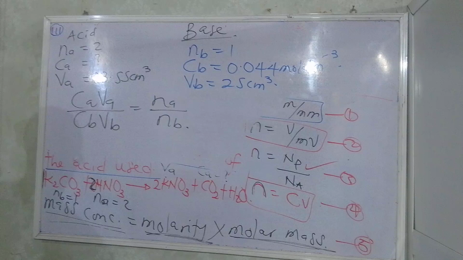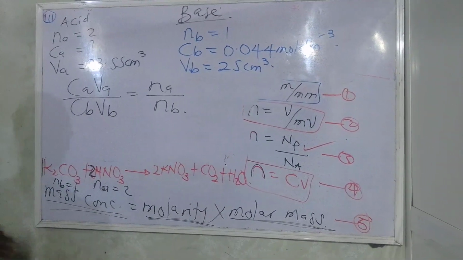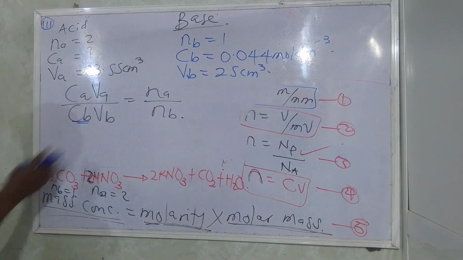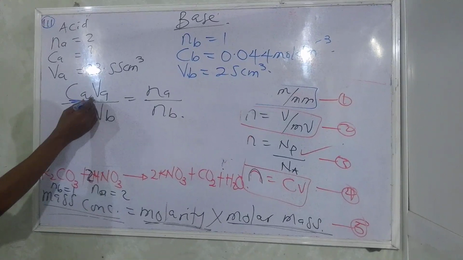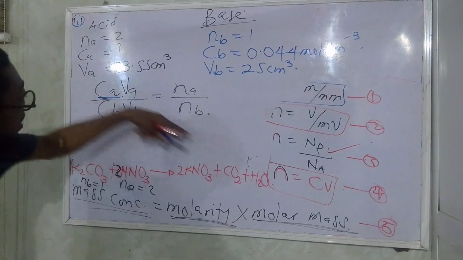So try to get all your marks. There is one mark for making what you are looking for the subject of the formula. Since I am looking for my CA, that is what we are looking for. So we cross multiply.